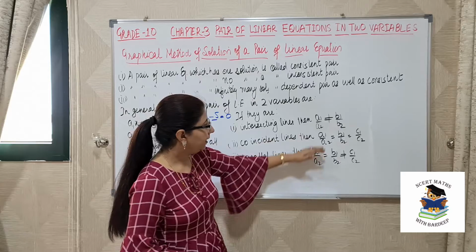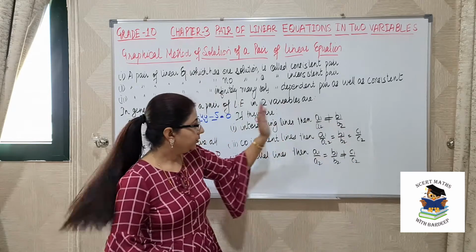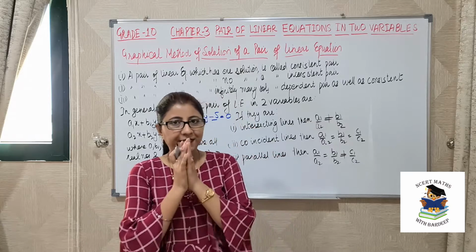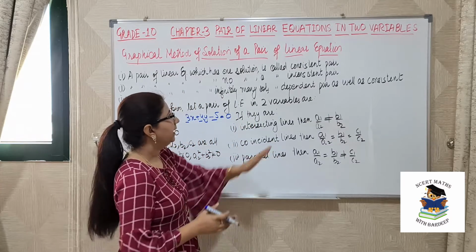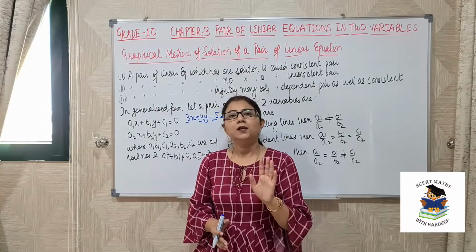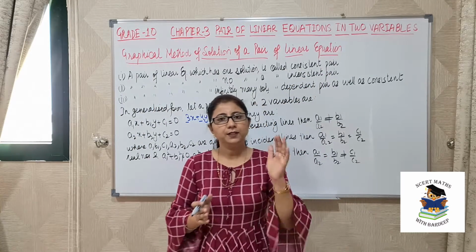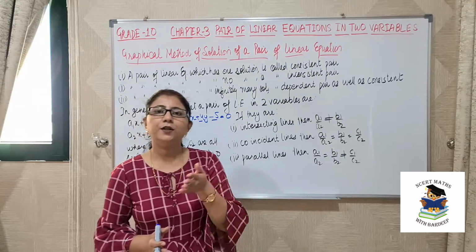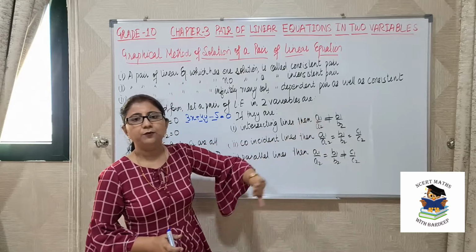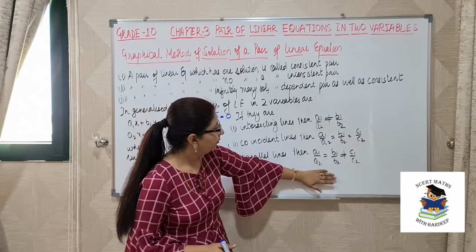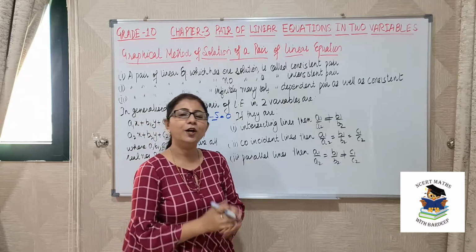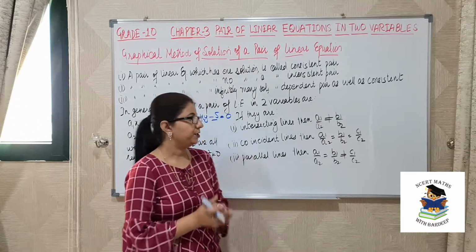But if a1 by a2 is equal to b1 by b2 but not equal to c1 by c2, then we can say that this pair of linear equations has no solution, or is an inconsistent pair. Sometimes a 1 mark question will come: check whether this is a consistent or inconsistent pair. If any one of them is true, then we will say it is a consistent pair. If this is true, then we will say this is an inconsistent pair of equations.